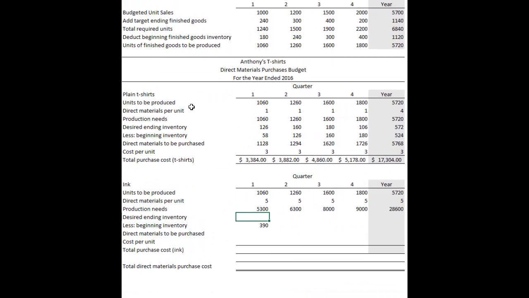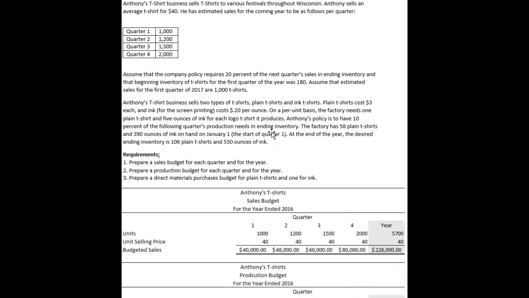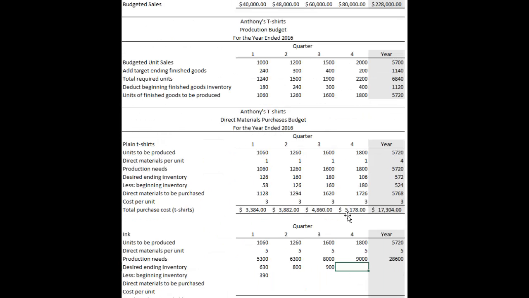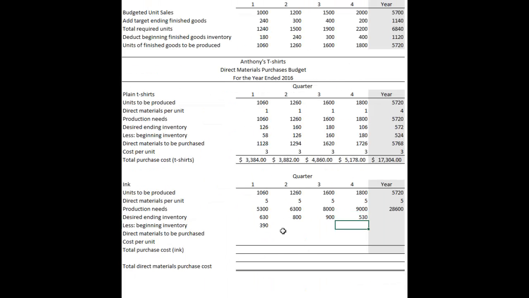And that doesn't change whether it's t-shirts or ink. So we're going to take this amount times 10%. The following quarter's demands times 10%. When we get to the end here, that fourth quarter, we have to find other information. They say at the end of the year we want to have 530 ounces of ink. So put 530 there.